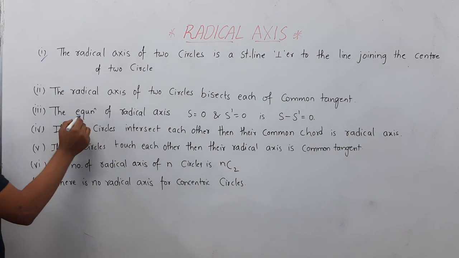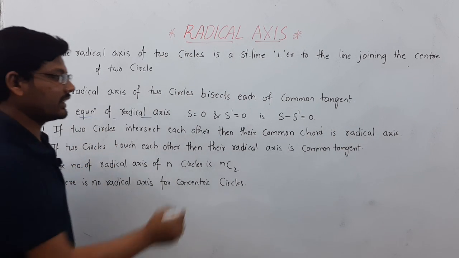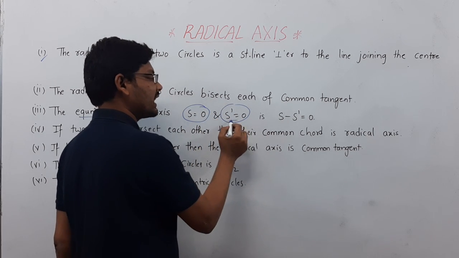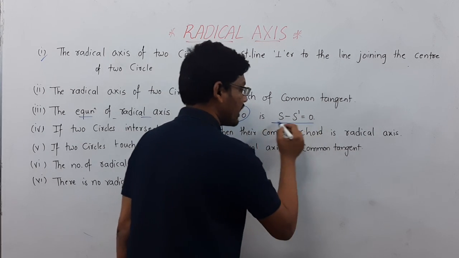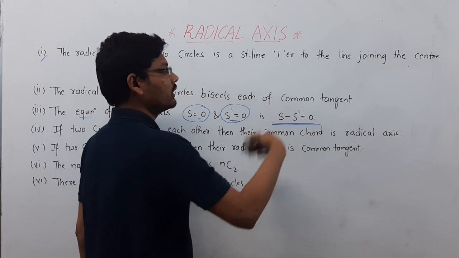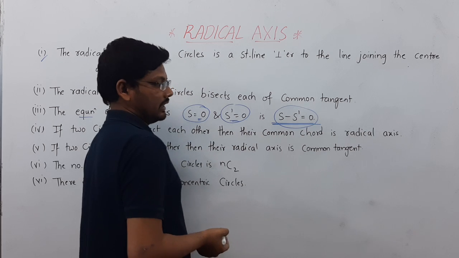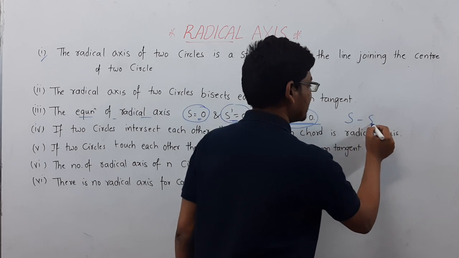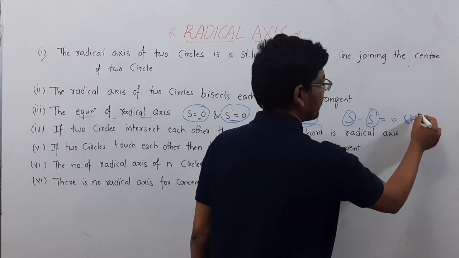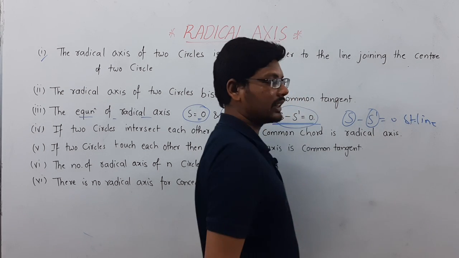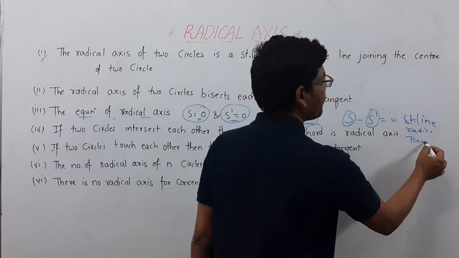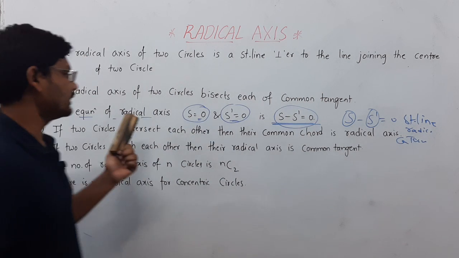And the third point, the equation of the radical axis. If the two circles are S equal to 0 and S dash equal to 0, then the equation of the radical axis is S minus S dash. If you subtract the two circles, we will get a straight line equation. The straight line equation is nothing but the radical axis. In some cases it will become the common tangent. This is all about the third point.